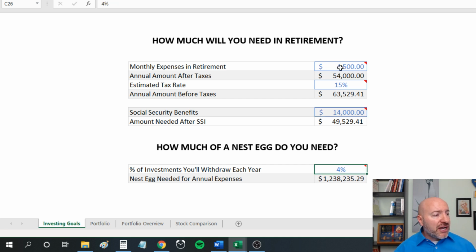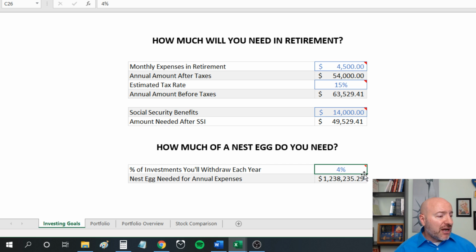And this is just going to take these 3 numbers. It's going to show you how much you need after SSI, right? How much you're going to need each year out of your investments to live on in retirement. And of course, then it's going to tell you how much of a nest egg you need. How much do you need to invest? So put in 4%, kind of a safe withdrawal rate. You can go as high as 5%. I think that's usually not too bad either.